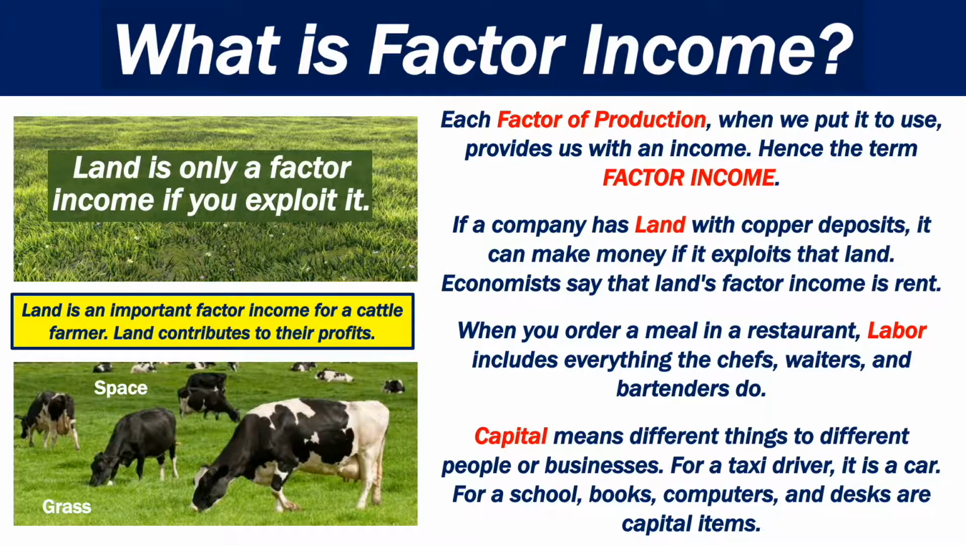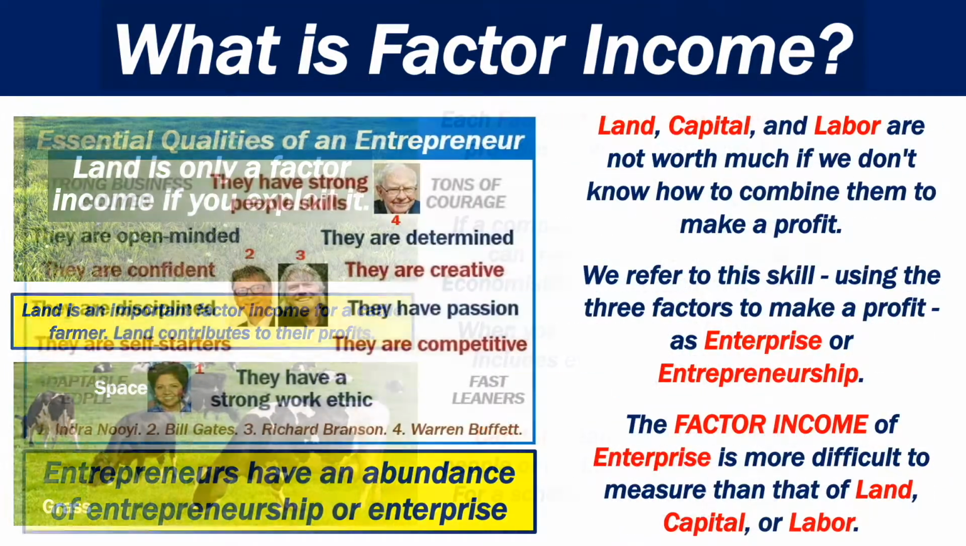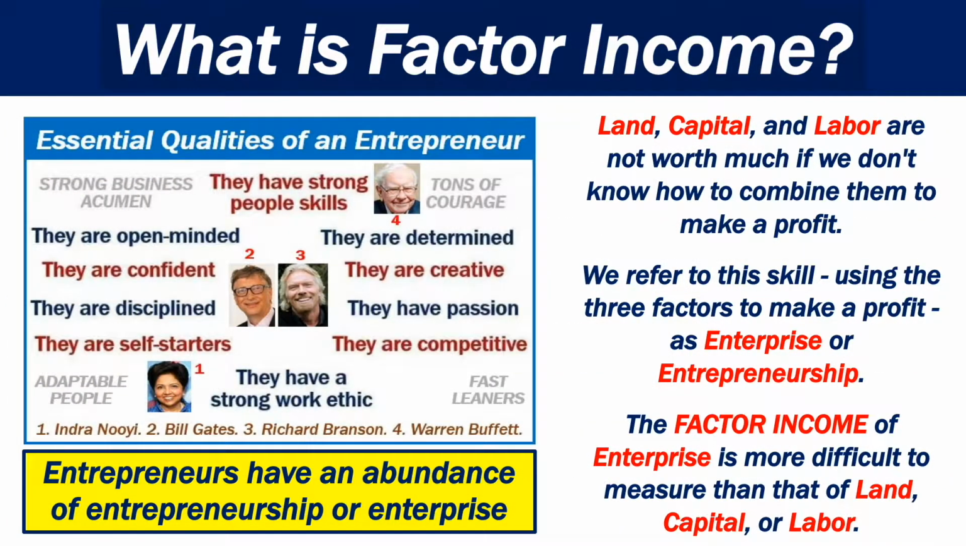Capital means different things to different people or businesses. For a taxi driver, it is their car. For a school, books, computers, and desks are capital items. Land, capital, and labor are not worth much if we don't know how to combine them to make a profit. We refer to this skill as enterprise or entrepreneurship. The factor income of enterprise is more difficult to measure than that of land, capital, or labor.